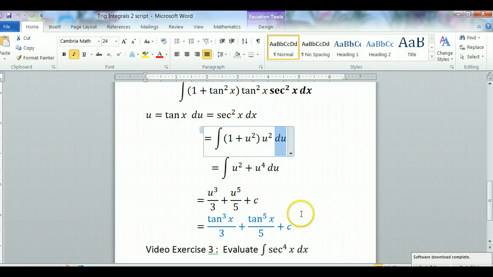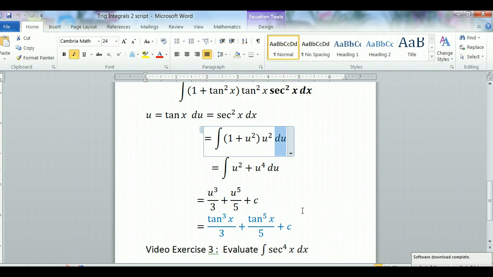That's it for this video tutorial. So we have now done two types. One where we have a sine or a cosine with one of them having an odd power, and the other with a secant and a tangent where secant has an even power. We have not yet attacked the situation when both sine and cosine powers are even. We will do that next.